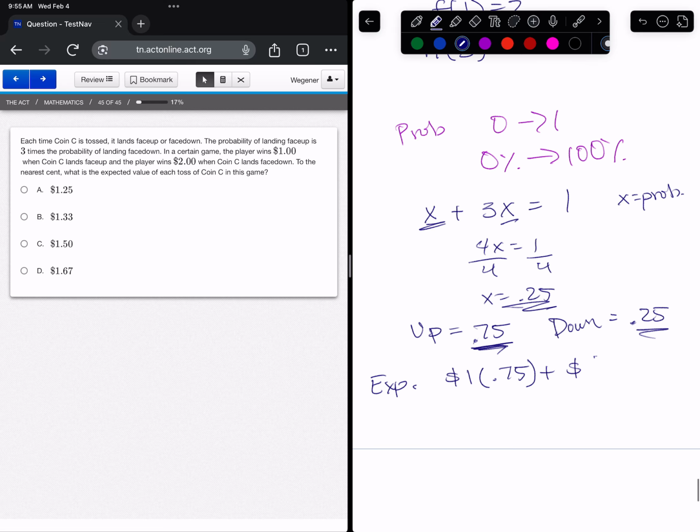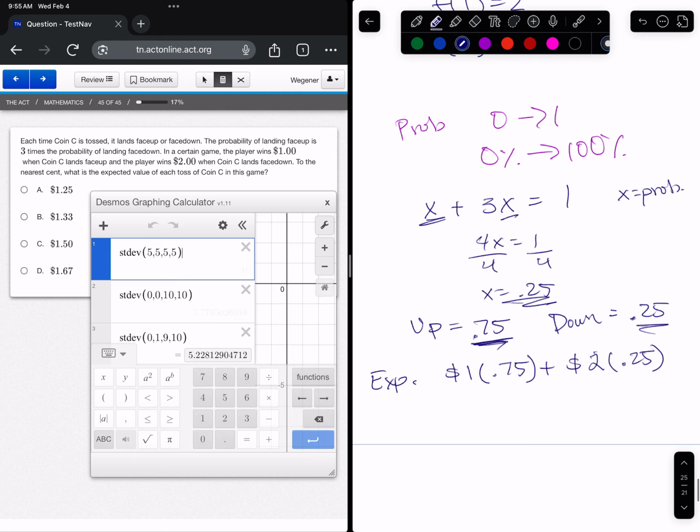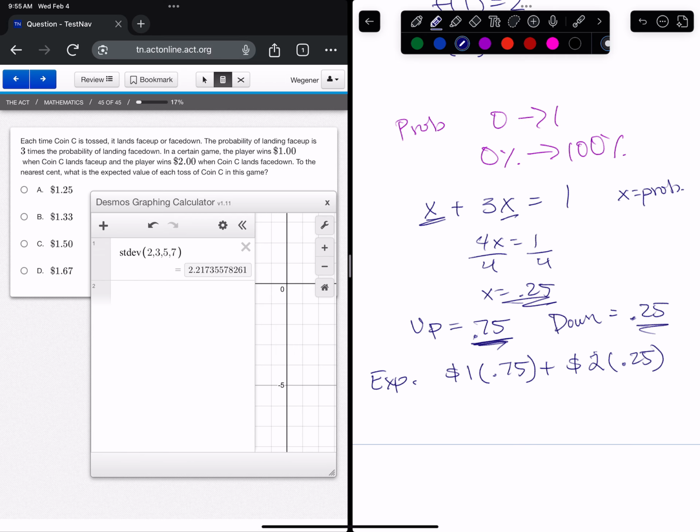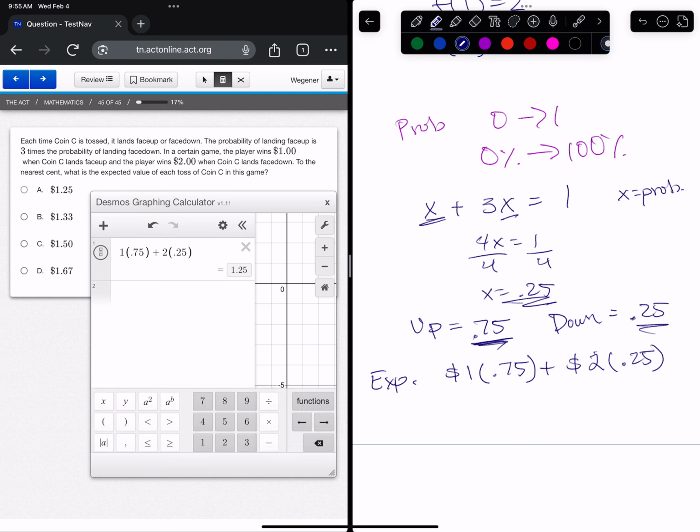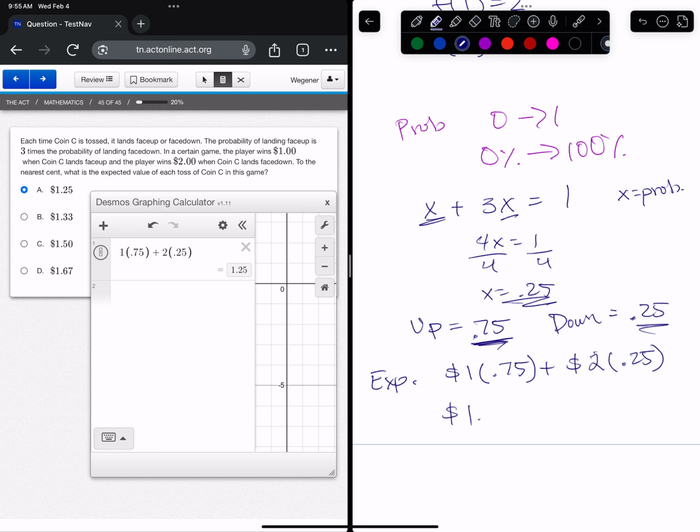So we have $2, and we're going to multiply that by 0.25. Then we put that in the calculator. So 1 times 0.75, added to $2 times 0.25, so the expected value is $1.25. If I go ahead and participate, I should expect $1.25. So that is A.